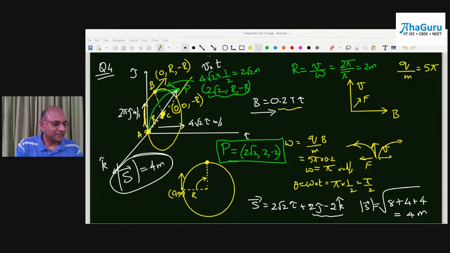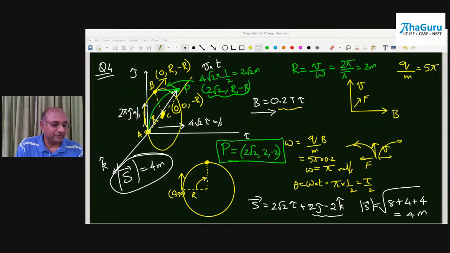So that was Ritika's doubt. Vaishnavi was saying, is 2 root 2 wrong? No, 2 root 2 is wrong. That is only giving you the displacement along the YZ plane. So you need to do a little more than that. So that 4 meters is the actual displacement.